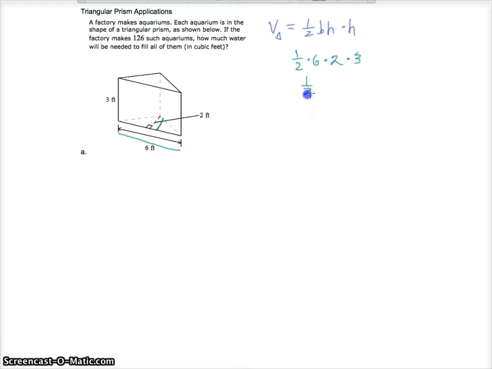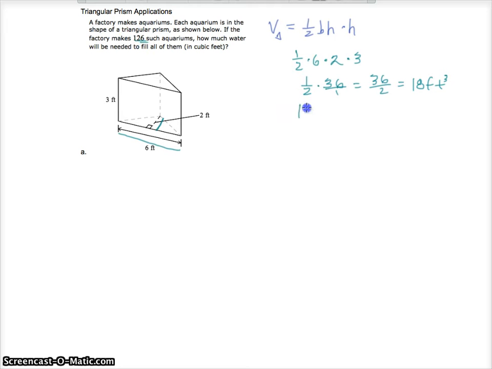So I have 1/2 times 36. Let's make it 36 over 1. This equals 36 over 2. So this means 36 divided by 2. And that means my volume is 18 feet cubed. Well, that's just for one tank. That's for this tank right here. I want to make 126 of them.